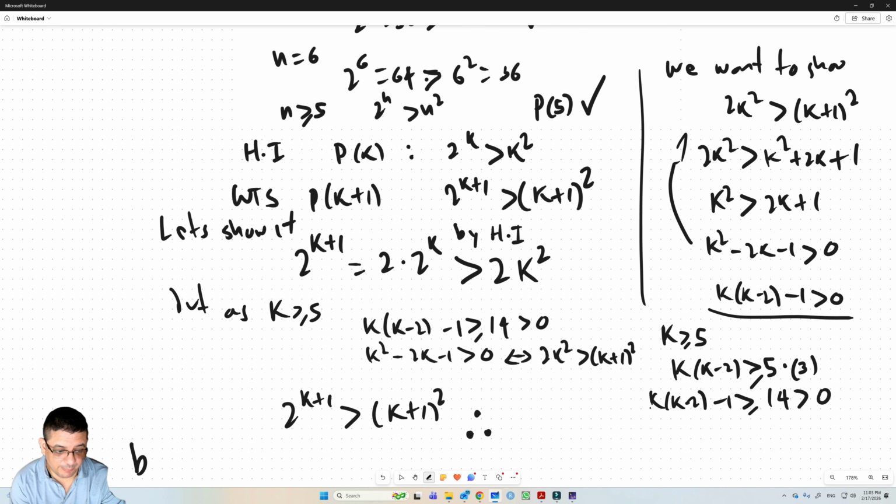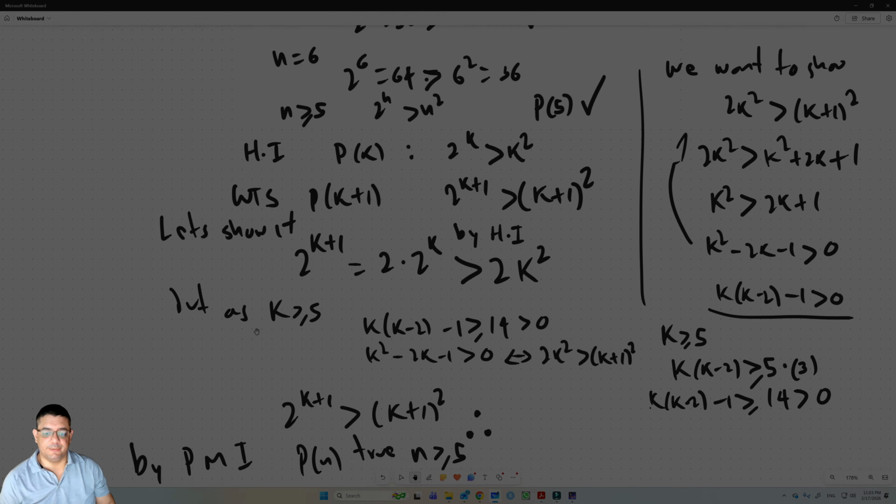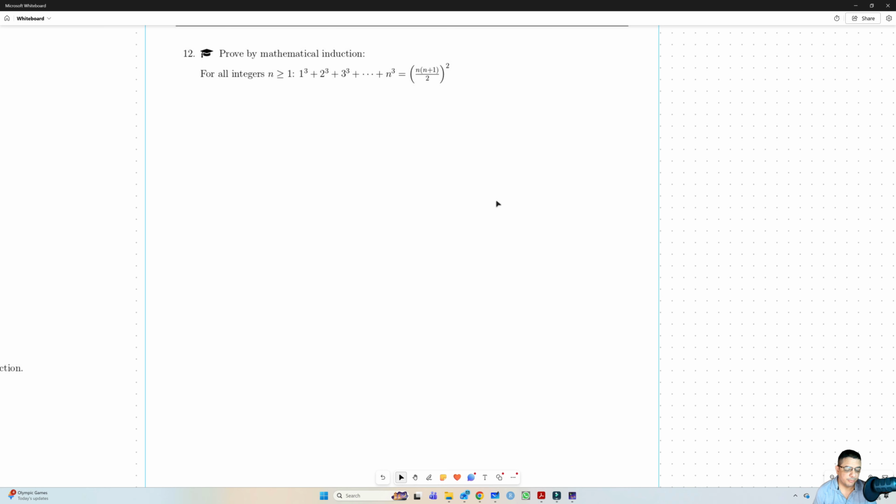And now by principle of mathematical induction, P of n is true for n bigger than 5. All right. Now let's finish with question number 12. It says, for all integers bigger than 1, 1 cubed plus 2 cubed up to n cubed is going to be given by n times n plus 1 squared divided by 2.